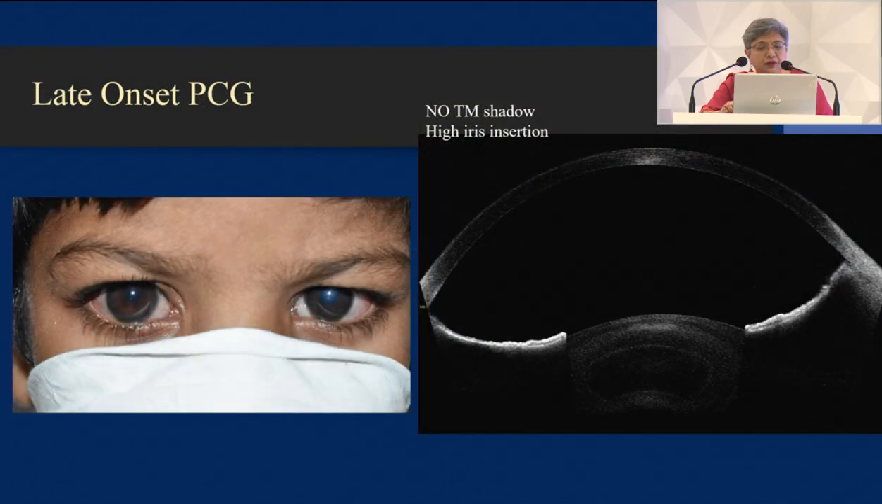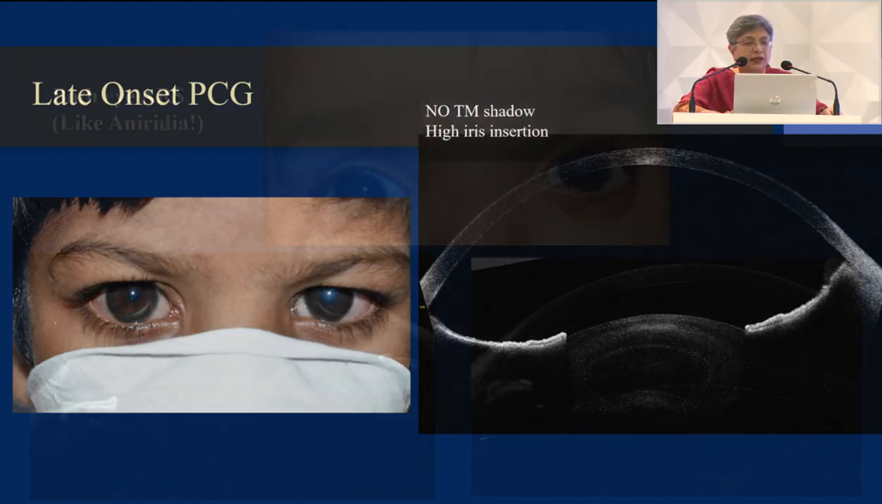And we did a few more. So this was another late onset PCG. The one thing that you notice is why there is a posterior bowing of the iris in these children, because as the eye grows, the iris is inserted way up, and then as the eye grows, it just falls back. So that's the reason why we see a lot of posterior iris bowing clinically when we do a gonioscopy. But the hallmark was there is no TM here either.